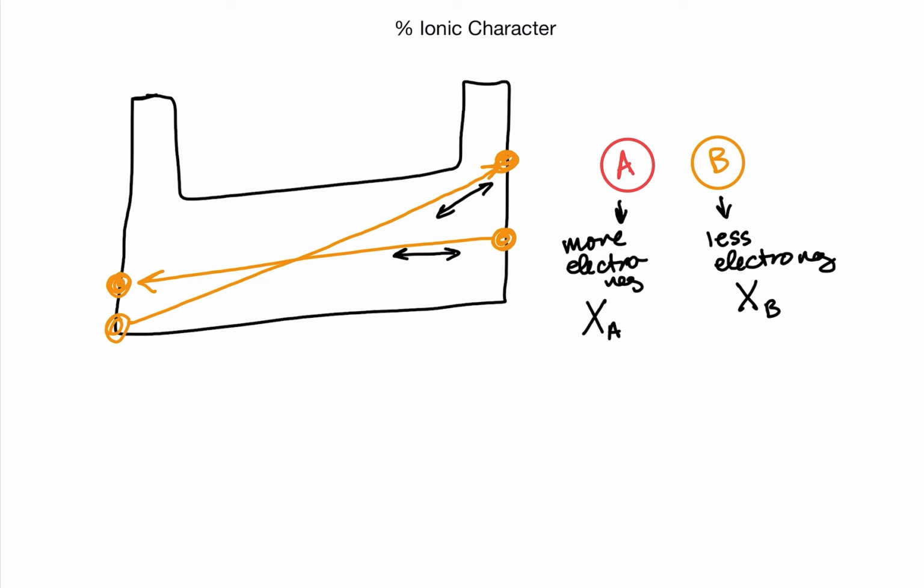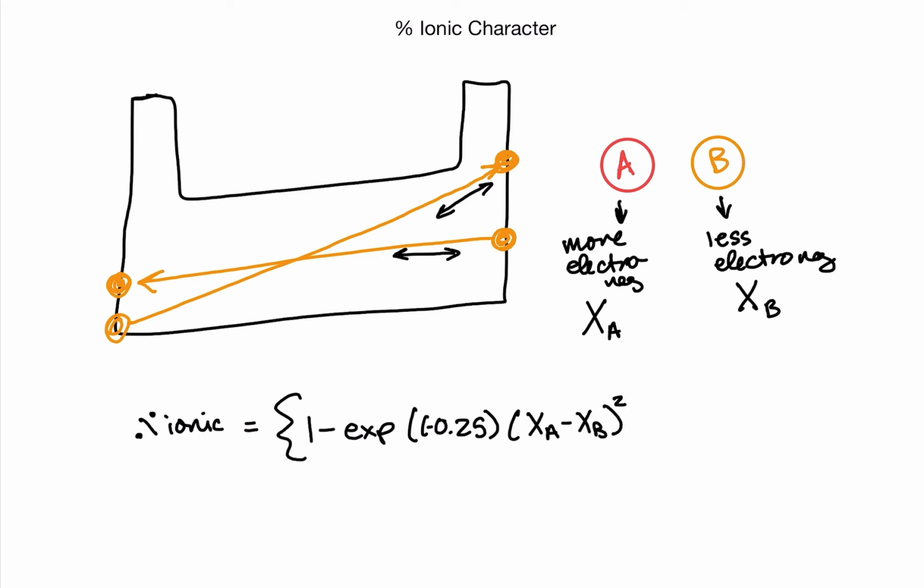So the equation that we then use is our percent ionic character, and this is equal to 1 minus the exponential of negative 0.25 times (XA minus XB) squared, where again XA and XB are the electronegativities. And then to get that as a percent, of course, we multiply all of that by 100. So you can go ahead and just plug in your values for XA and XB. And this is how you are able to find the percent ionic character.